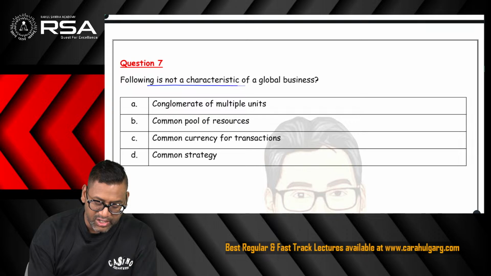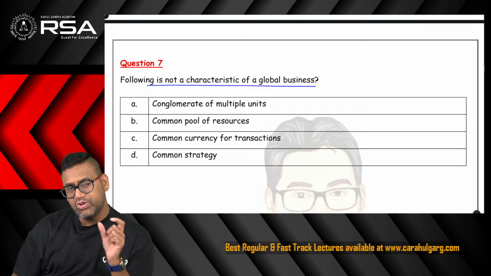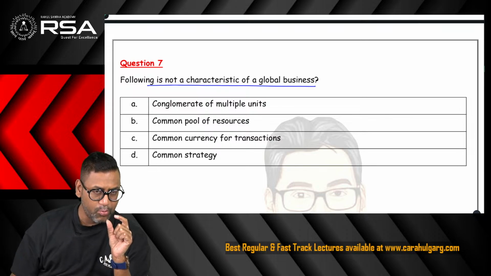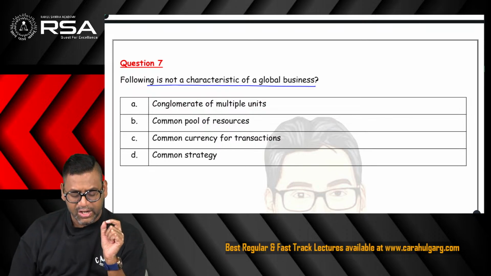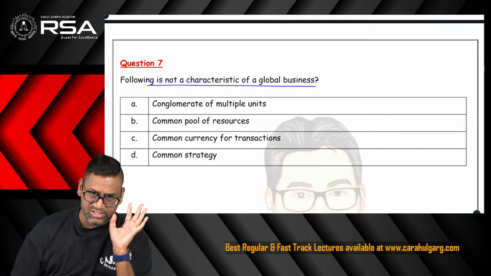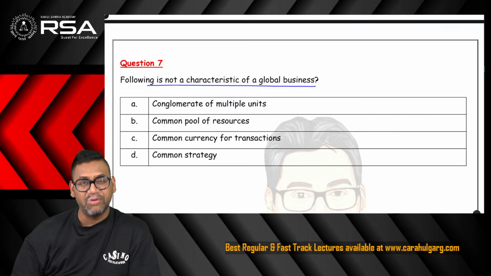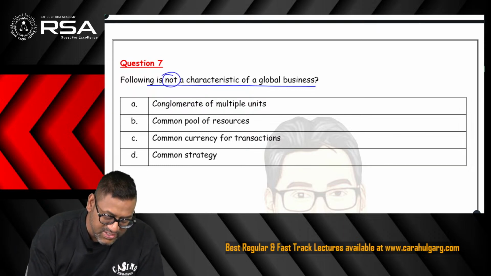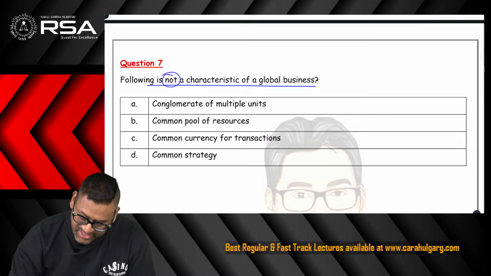Following is not a characteristic of a global business. So in chapter 2, when we do the strategic analysis of the external environment, there is a particular topic called global business, right? So there are characteristics given. Now the global business has 3 characteristics as per the information given in our study material, but here are the 4 options. So we have to find which of these is not the characteristic.